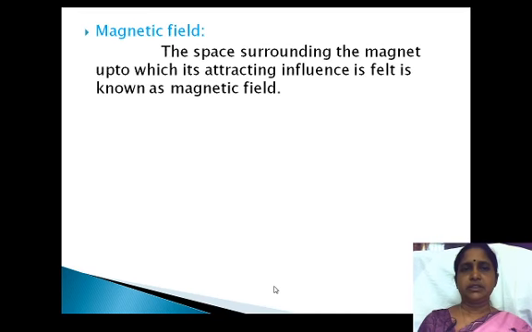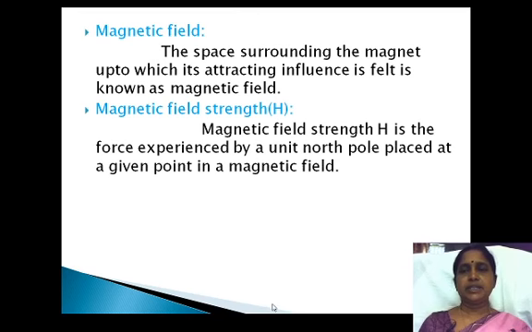Magnetic field: the space surrounding the magnet, up to which its attracting influence is felt. Where the attracting property shows, that space is called the magnetic field. Magnetic field strength is the force experienced by a unit north pole placed at a given point in the magnetic field.